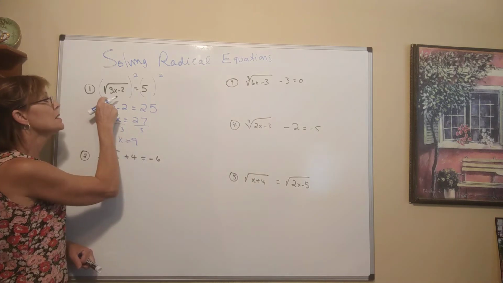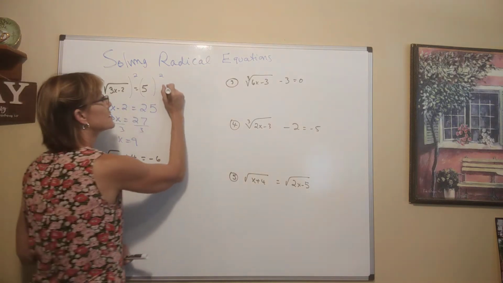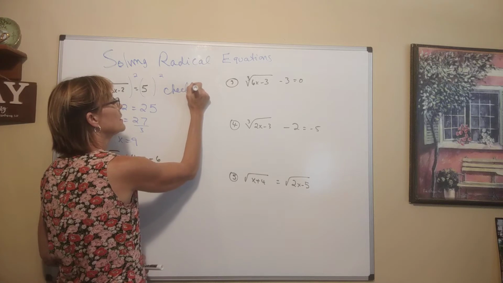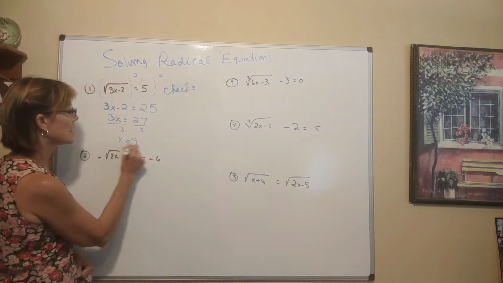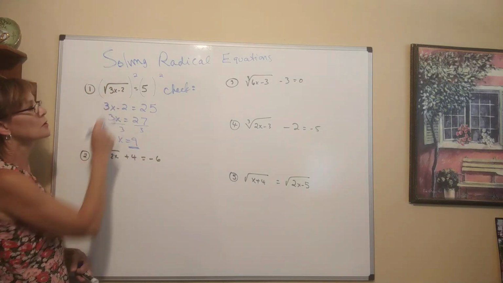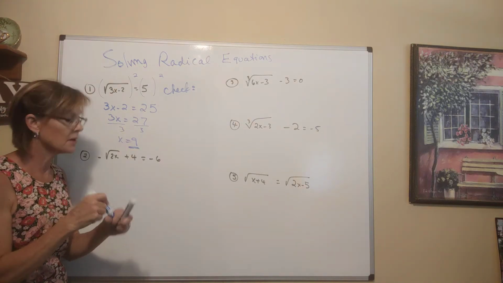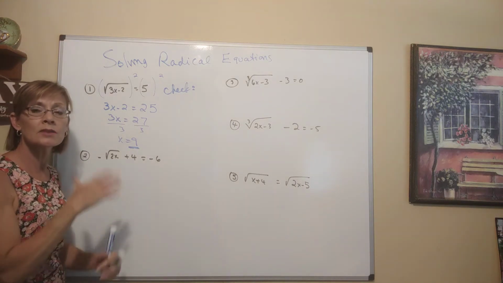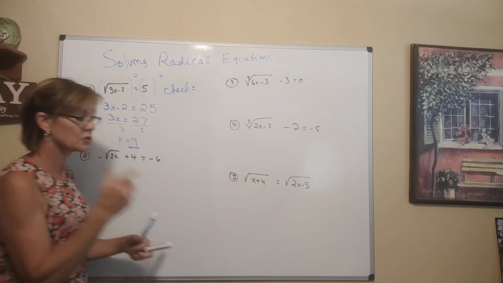Now, since the index was even, I have to check. This is really important. Here's my check. To do a check, you substitute the answer that you got into the original equation and see if you get a true statement. You're not trying to get the number 9 again. You're just trying to see, do I get something that is true?